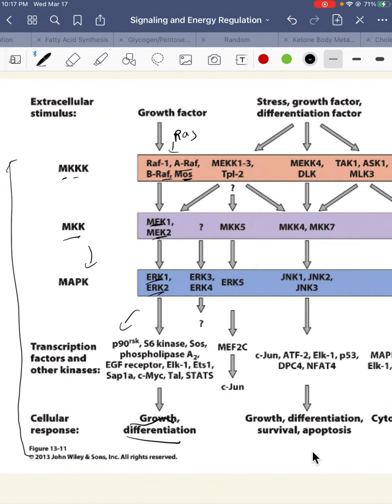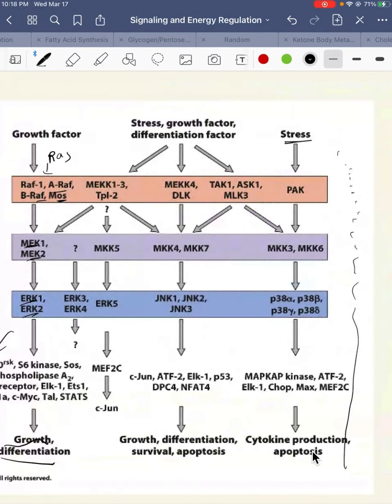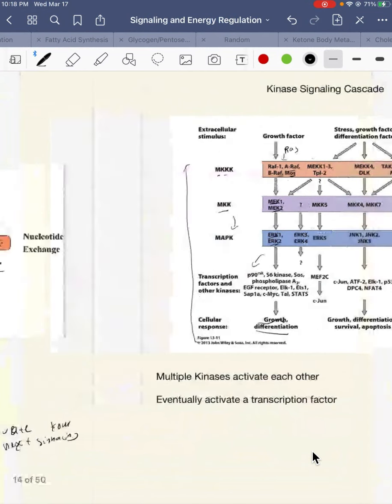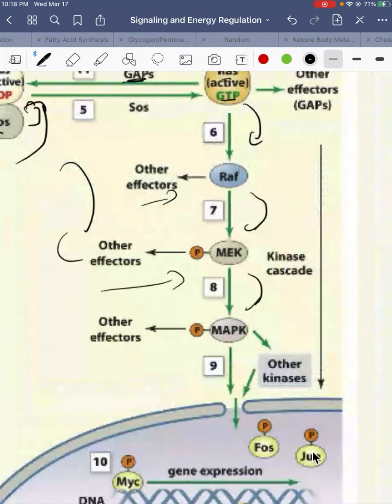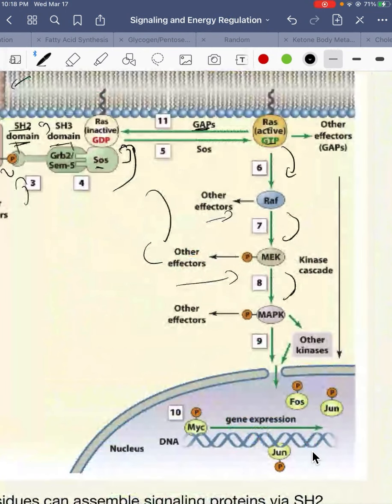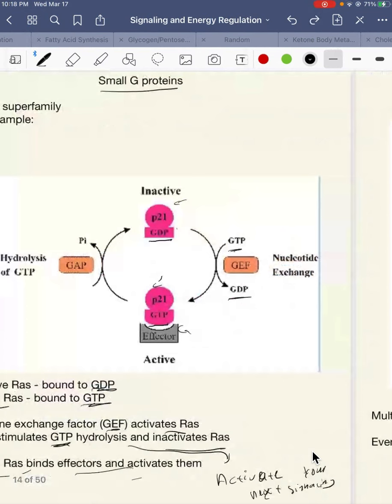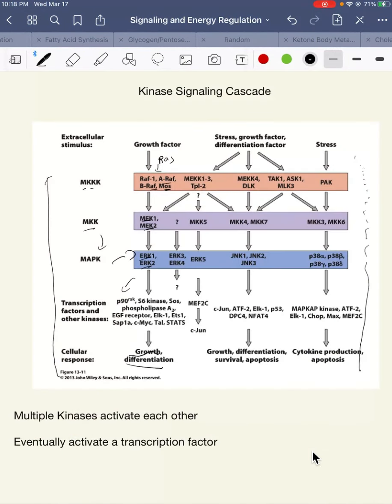So this is your growth factor pathway. You have one for stress. You pretty much have one for a lot of things in the cell. So I'm not sure, but I don't think you're expected to know all of these. I would know the RAS, RAF, MEK. Let's go back. Yeah, this one. RAS, RAF, MEK, and then MAPK. And for MAPK, you can do ERK1 or ERK2. It doesn't matter, because ERK1 and ERK2 are a type of MAPK.